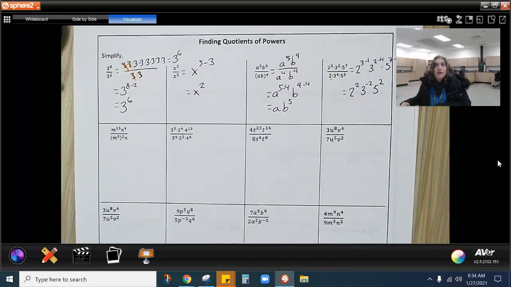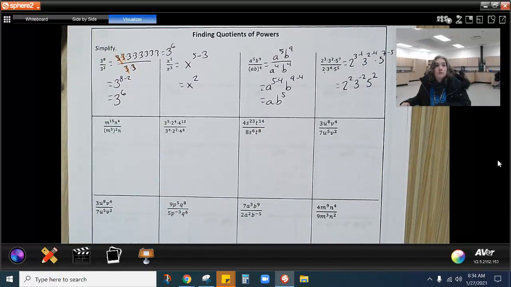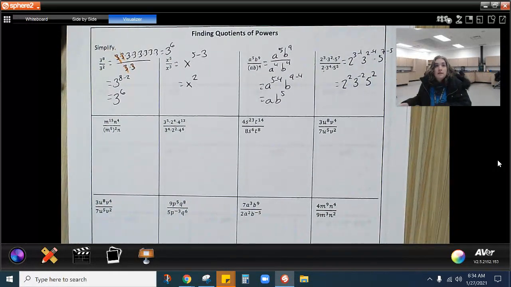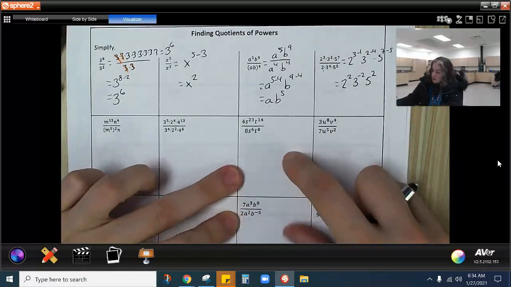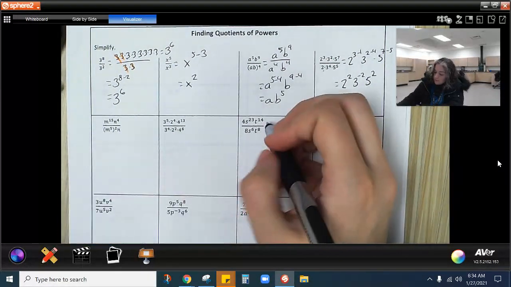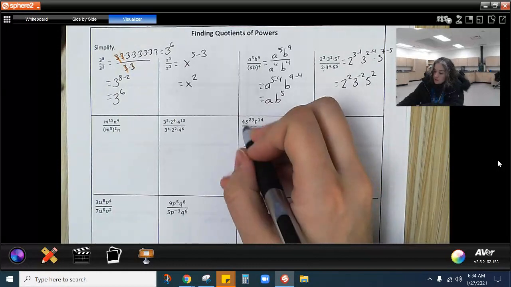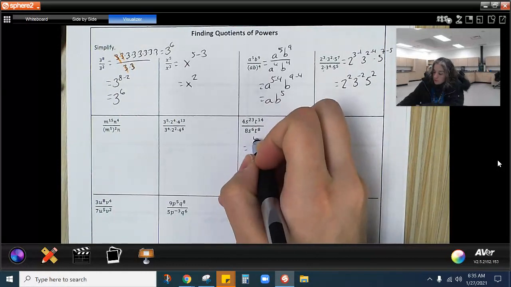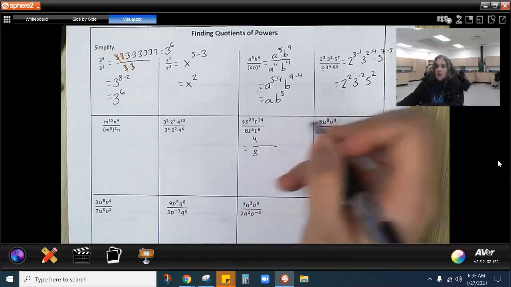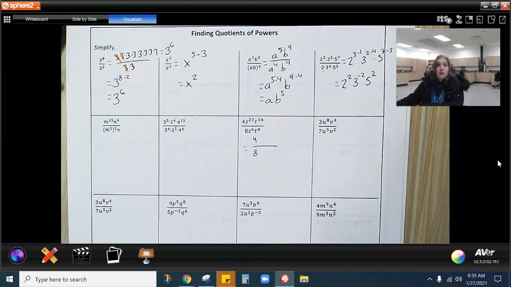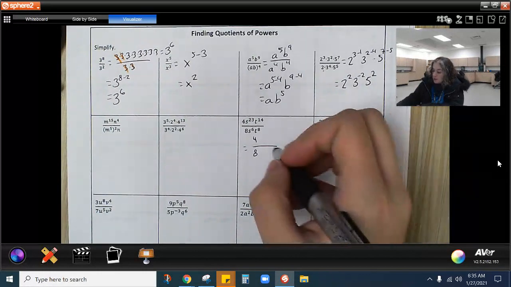All right, I'm going to slide it up a little bit more. And let's take a look at these two next. So for this one, we actually have coefficients. So we're just going to leave those as they are. So the 4 will stay on top and the 8 will stay down there. If we can simplify them, we will. But first, let's worry about our other exponents, okay?